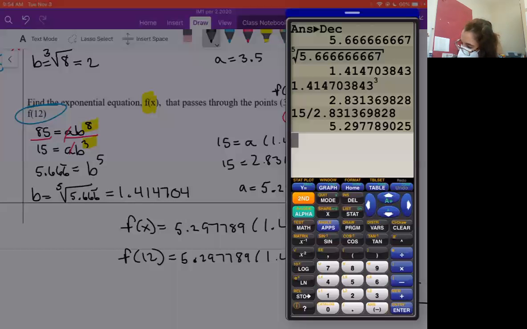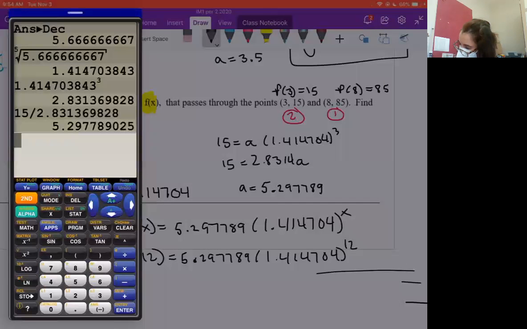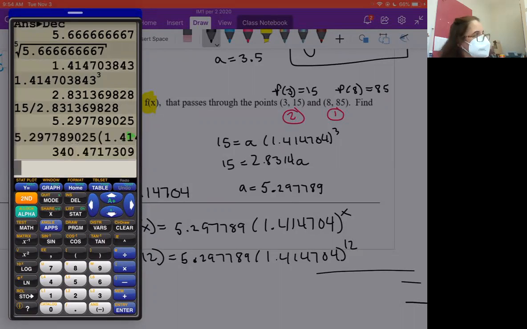So my A is the 5.297789. So I'm going to copy that value, parentheses. I'm going to take my 1.4 value from up there, and then I'm going to raise that to the 12th power. So it is kind of nice to be able to just copy and paste stuff. So to 2 decimal places, this would be 340.47.